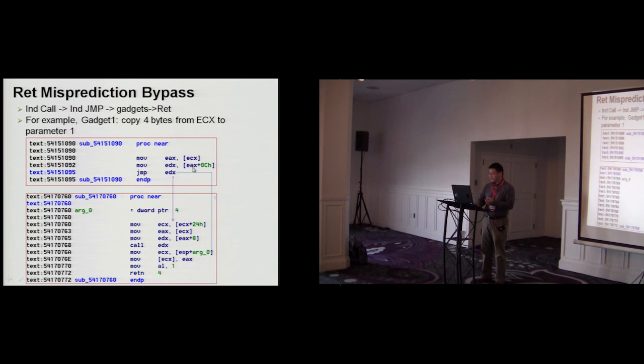For example, here, you can use the valid gadget. If you call into this instruction, if the EDX is controlled, then they can jump to EDX. If the EDX, for example, jumps to here, then you can directly copy the four bytes from the EAX to argument 1, right? So you can do this kind of thing. It will never trigger the return mispredict because that all follows the rule: a call pushes the return address on the stack, and the return lands on the expected address.